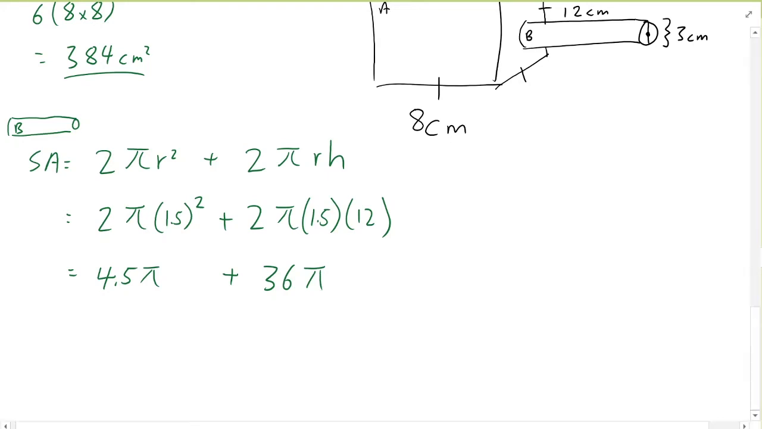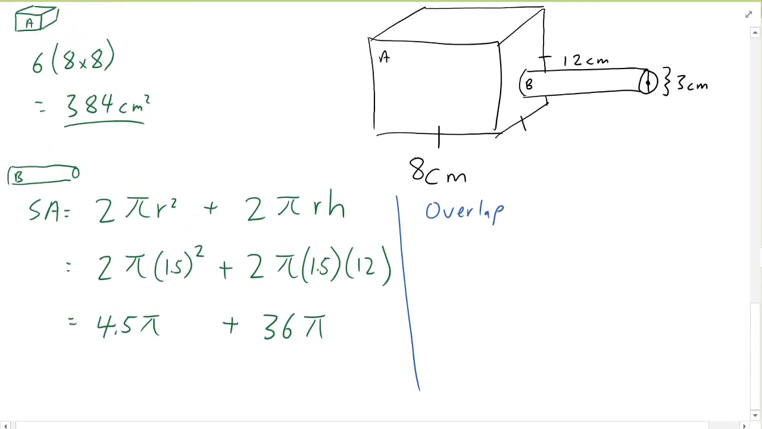Let's take a quick look at the overlap, and you'll see why I held off on combining those like terms. Now, what is the overlap? Well, it's where shape A joins with shape B. It's the end of the cylinder being attached to the box. So its shape is a circle. The left end of that cylinder is a circle that's being covered up, and it's covering up a circle-shaped portion of object A.